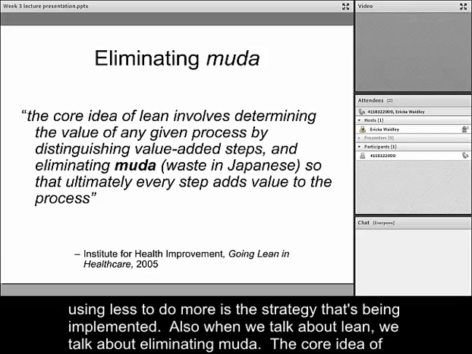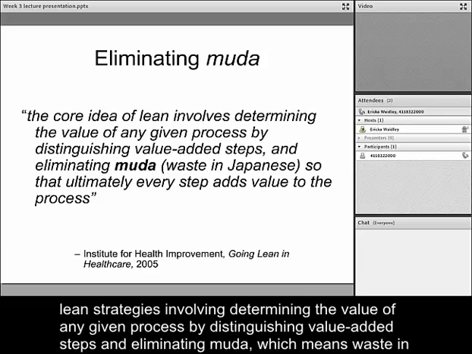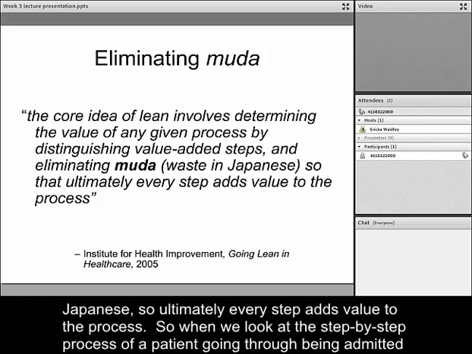Also, when we talk about lean, we talk about eliminating muda. The core idea of lean strategies involves determining the value of any given process by distinguishing value-added steps and eliminating muda, which means waste in Japanese, so that ultimately every step adds value to the process.